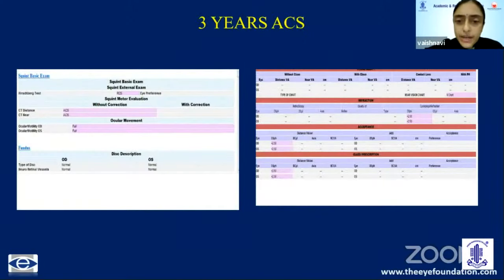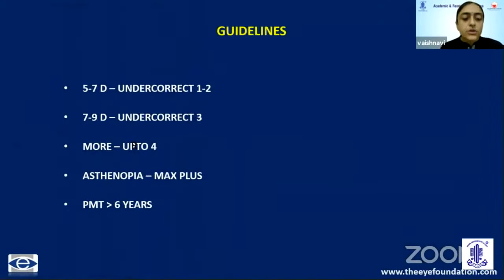This is a 3-year-old child presenting with alternating convergent squint. As you can see from this refraction, she has plus 2.5 diopters of spherical in both eyes. So we went ahead and gave her glasses. In refractive accommodative esotropia, you have to do a full hyperopic correction.